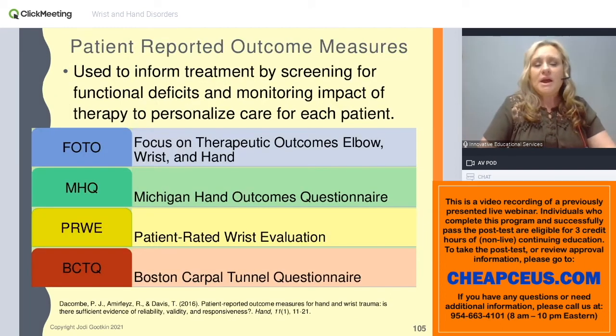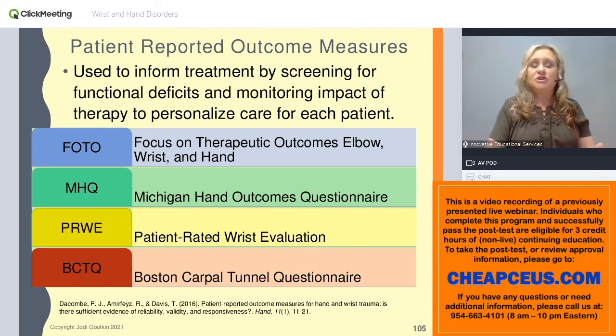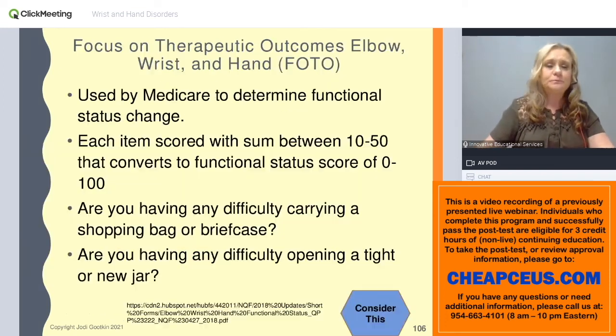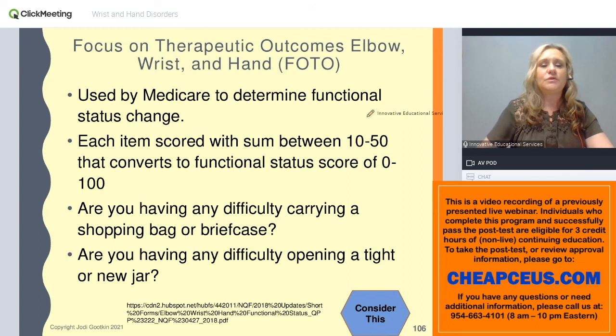When we're rehabbing our patients, we're going to use patient-reported outcome measures to gain more information about how they are progressing and their functional limitations. It helps us not only see progressions, but also gives us insight on goals and what's important for the patient. The first tool that we will discuss is the FOTO, Focus on Therapeutic Outcomes, for the elbow, wrist, and hand. This is a Medicare-approved functional status change assessment tool.